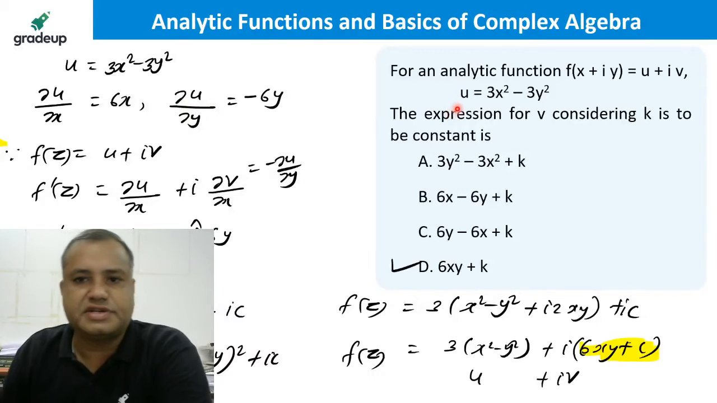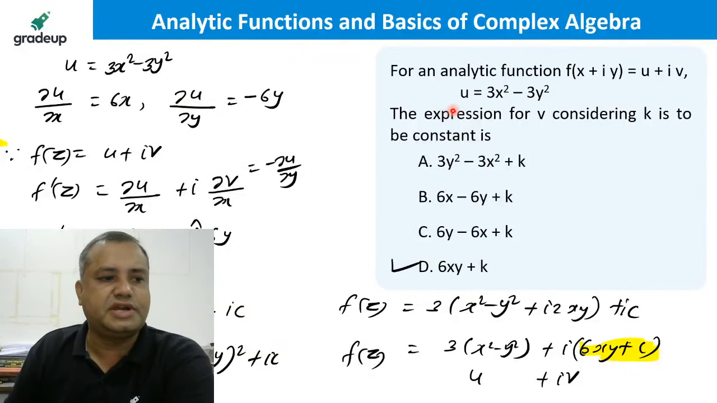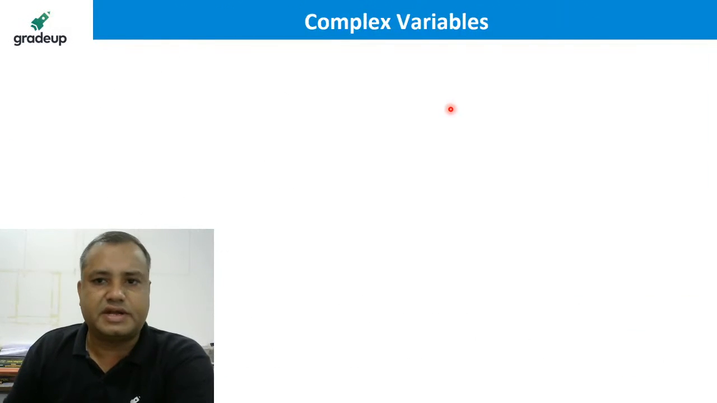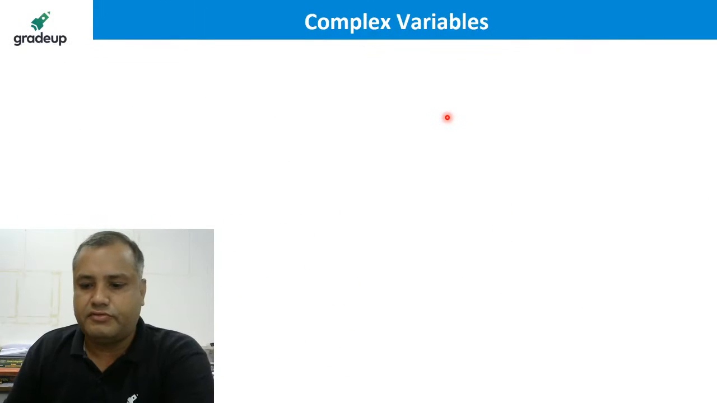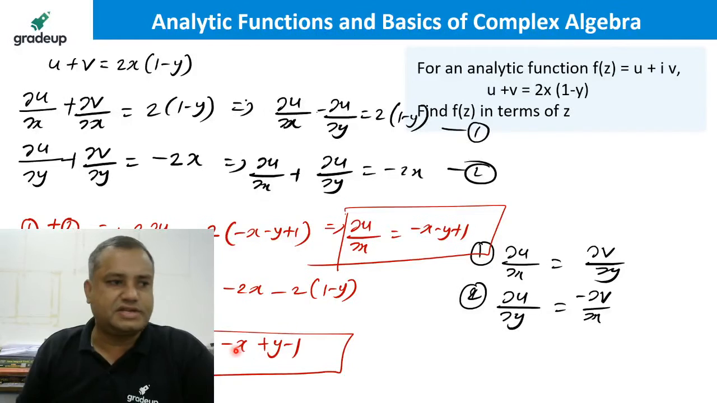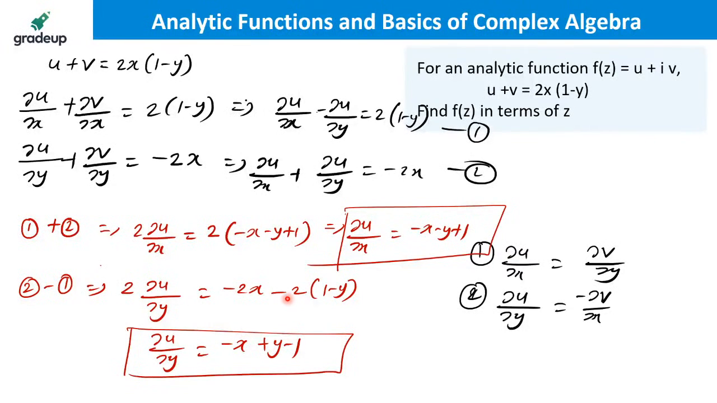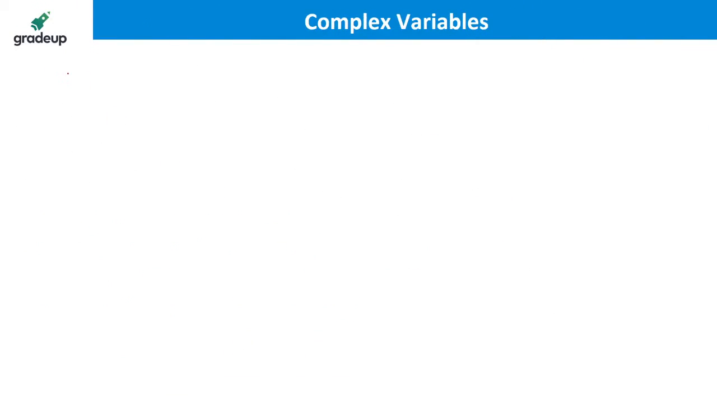But in the current question, they have given you a linear expression in terms of u and v. So solving it simultaneously in this frame, we got the value of del u by del x and del u by del y. After getting the values of del u by del x and del u by del y, now you can frame f of z. What is f of z, beta? f of z is u plus iv.